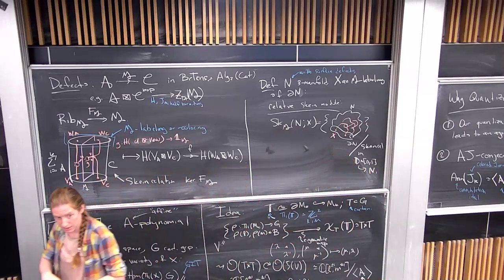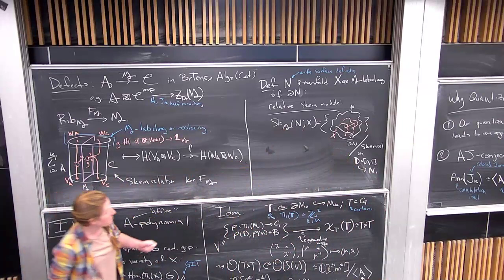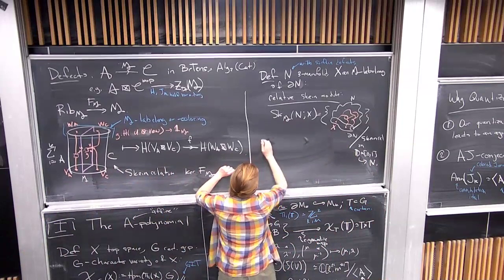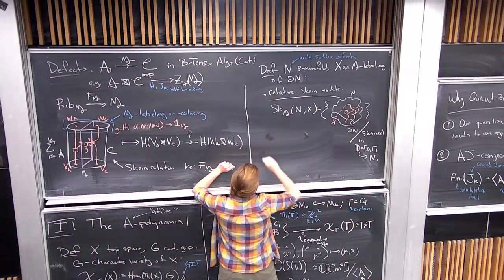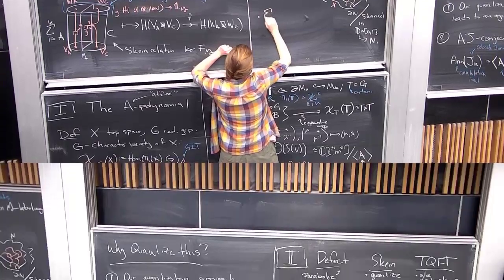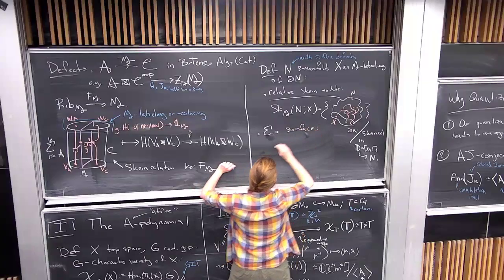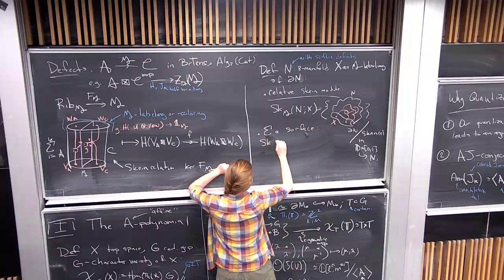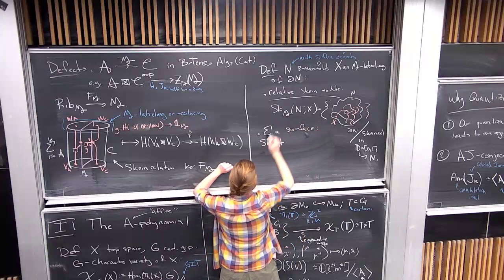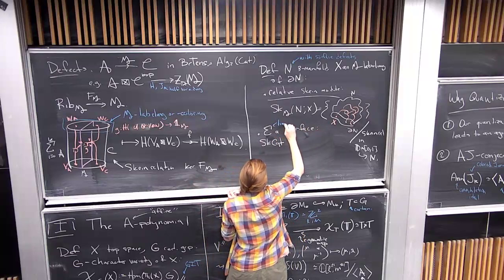So this is my relative skein module. From this, here's my first definition. My second one is going to be, for Sigma a surface, I'm going to have my skein category. So now this is a surface. The surface now has line defects.